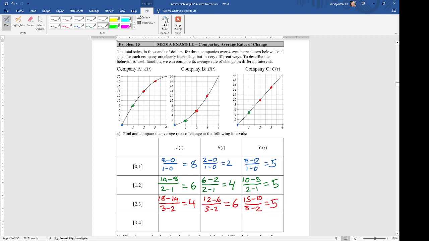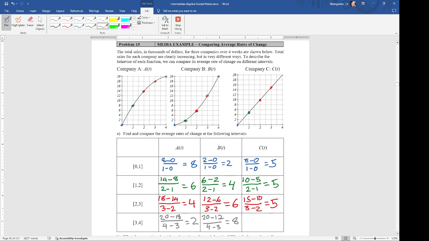Last week, week 4, output for company A is 20. The previous week was 18. Over week 4 minus week 3 gives us 2 over 1, or 2. For company B, last week we were at 12. This week we're at 20. 20 minus 12 over 4 minus week 3 gives us 8 over 1, or 8.